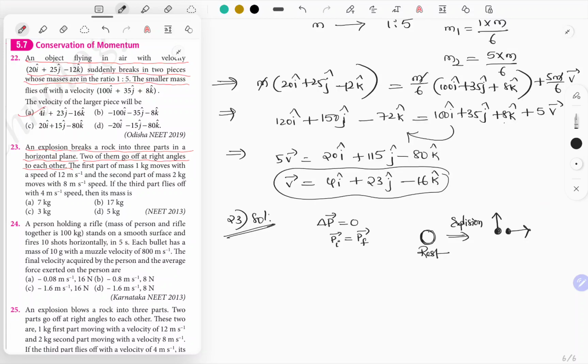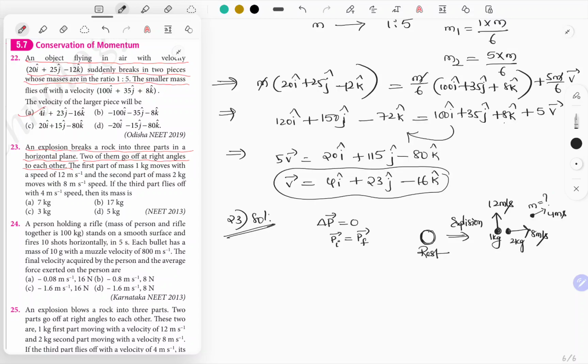The first part has a mass of 1 kg. Let's say this is the 1 kg mass. The first part is moving with 12 meters per second. The second part has a mass of 2 kg, moving with a velocity of 8 meters per second. If the third part flies off with a velocity of 4 meters per second. Okay, they have already given the velocity also, which is equal to 4 meters per second. We don't know in which direction it is moving, and we don't know the mass of that particle either. That is what they're asking. Then its mass is, let's say, m.